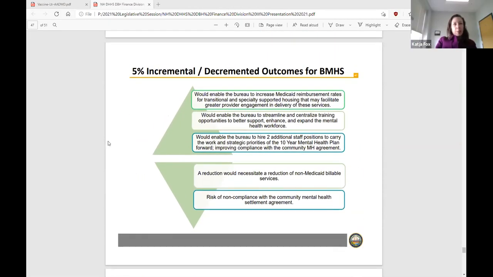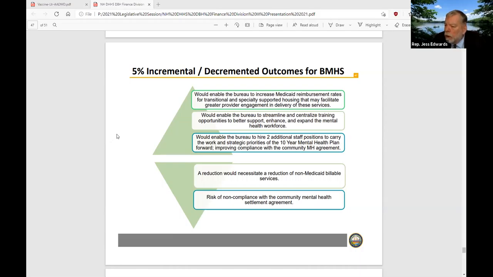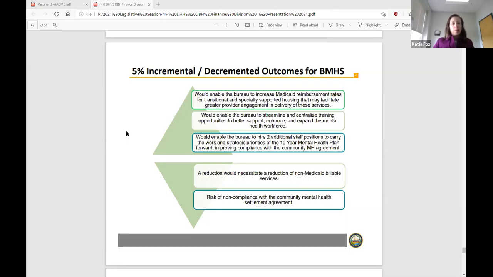And I think that this is probably something you want to skip over too, because you've seen some of this, about what we would be able to do with 5% more, and what would happen if we go 5% less. I will point out that we are always concerned about making sure that we have the funding necessary to carry out the requirements under the community mental health agreement. Right. So for example, on the decrement where you say a reduction would necessitate a reduction of non-Medicaid billable services, are you also implying from what you just said that it could cause us to be out of compliance with our agreement? It could. Many of the components of the agreement require general funds. So housing is not something that we can bill Medicaid for. There are some services that can be, but actual bricks and mortar and the leasing of that apartment, so to speak, is not something that there's any other funding for.